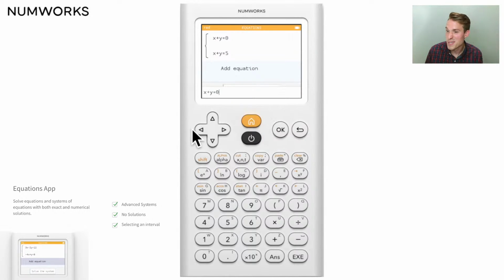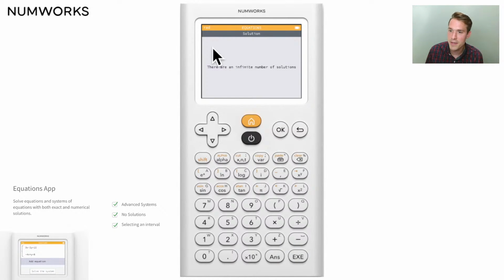Or let's say they happen to be the same line. So if I had 2x plus 2y equals 10, well, that's the same line as x plus y equals 5. That means we should have infinitely many solutions since it's just one line on top of the other. And yes, there are an infinite number of solutions.